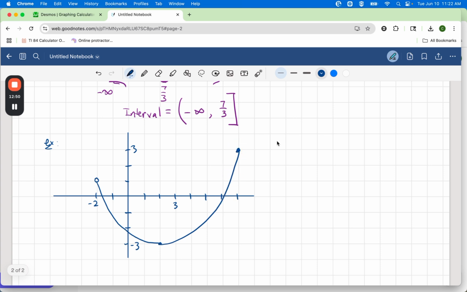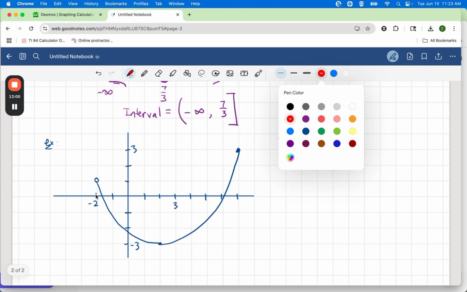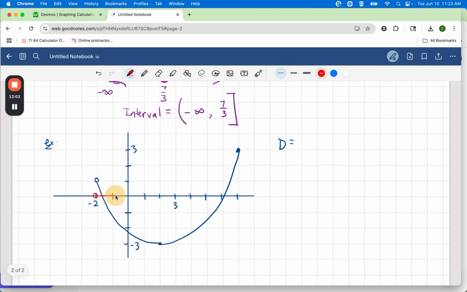Okay, here we go. So domain, the way I like to think about it is if I squash that graph onto the x-axis, right? If we squash that graph onto the x-axis, you're going to have this number line right here. The domain is the set of inputs. The set of inputs is the x values. So there's my domain. If I squash that graph onto the x-axis, I got my domain.